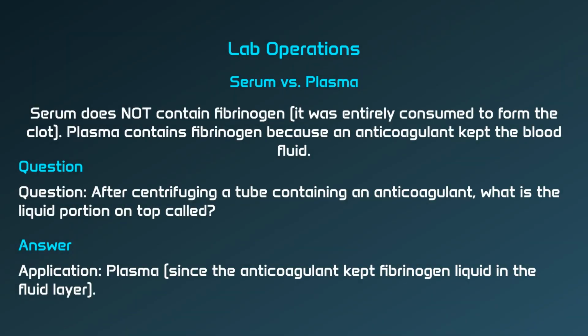Lab operations. Serum versus plasma. Serum does not contain fibrinogen. It was entirely consumed to form the clot. Plasma contains fibrinogen because an anticoagulant kept the blood fluid.